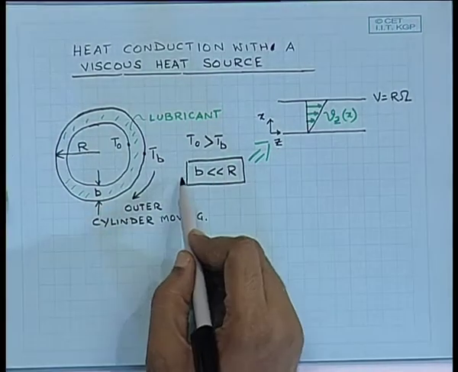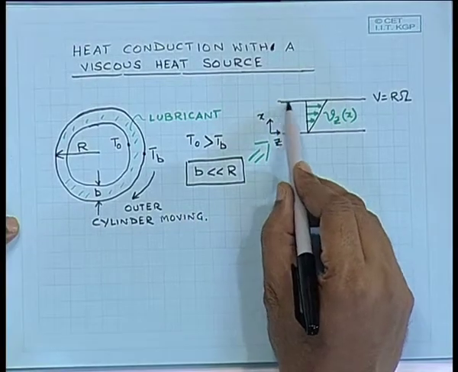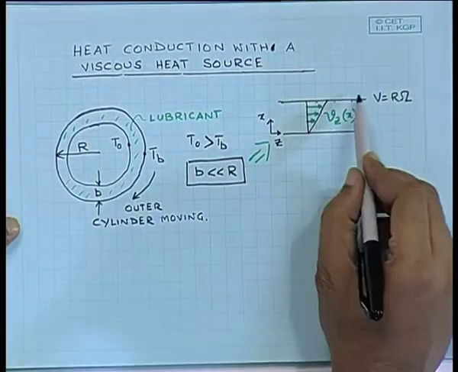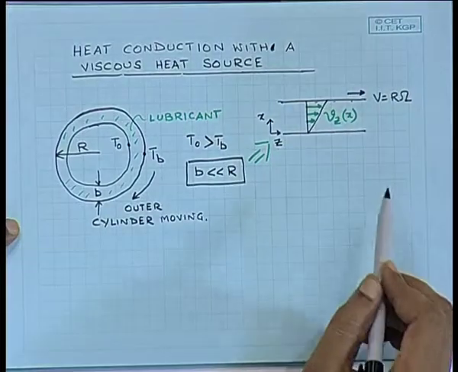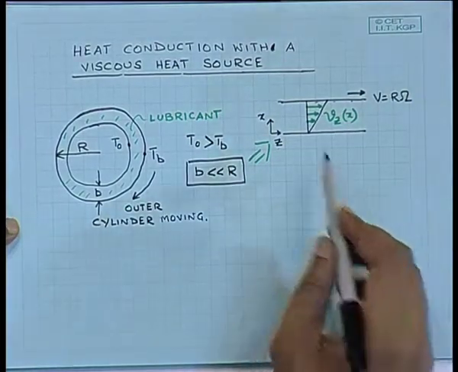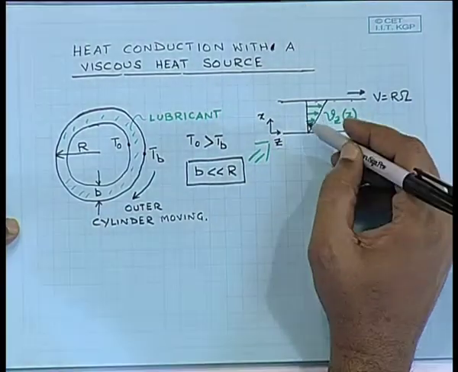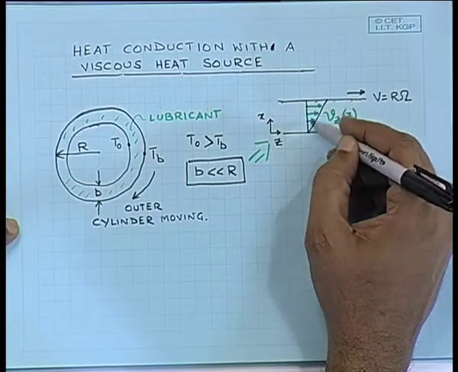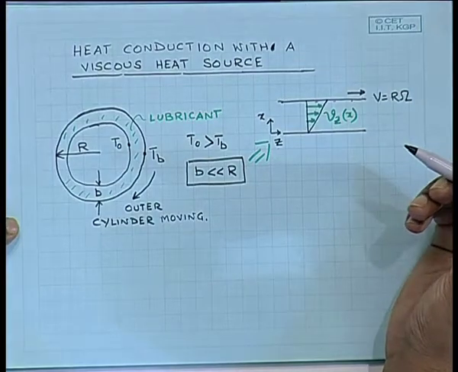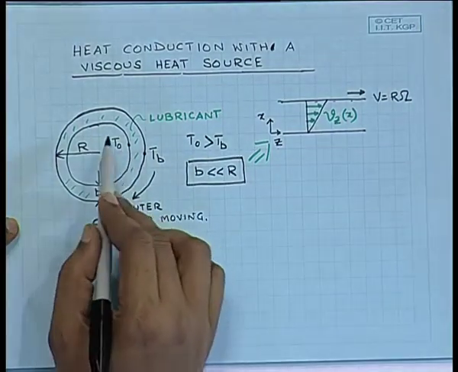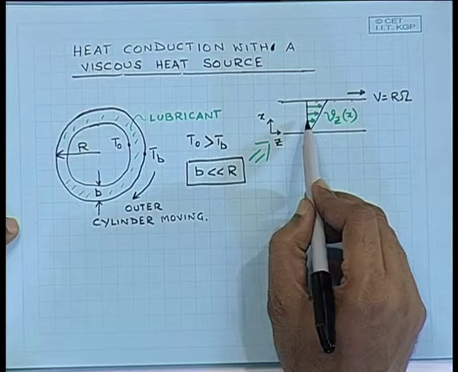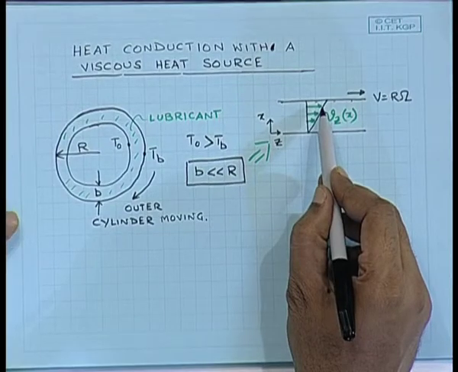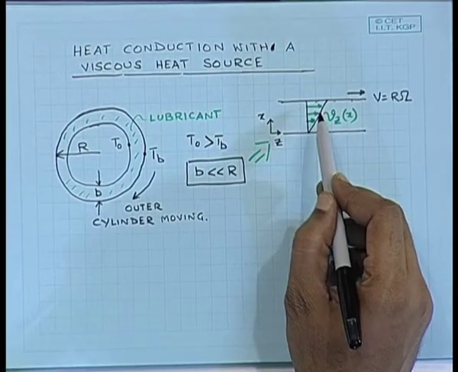So, once this condition is satisfied, we will have a Cartesian coordinate system, with the top plate moving with a velocity equal to r omega and the bottom plate stationary. We already have analyzed this problem, and we know that there is going to be a linear velocity distribution. There is no pressure gradient imposed on it, no body force. So, what we are going to get is a simple linear distribution of velocity.